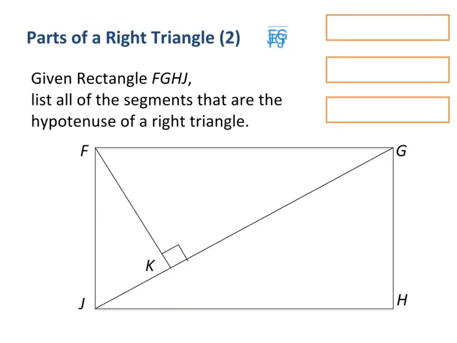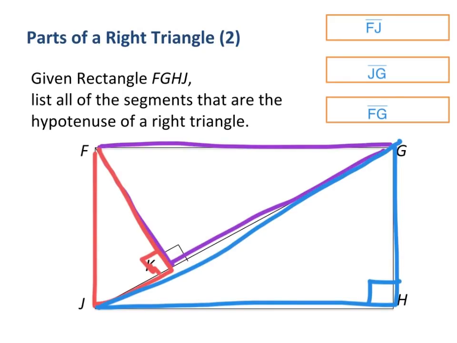This says, given the rectangle FGHJ, list all the segments that are hypotenuses of a right triangle. So I want you to pause the video now, see if you can identify the three hypotenuses in this problem, and then press play again to see if you're right. How did you do? Hopefully you got FJ, JG, and FG. I outlined the three triangles here so you could see the three different line segments.